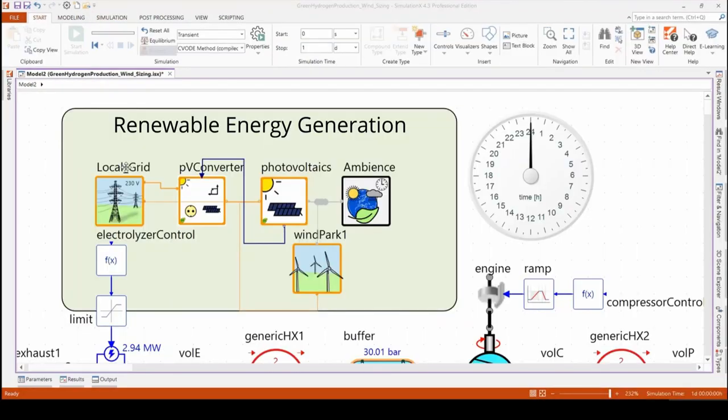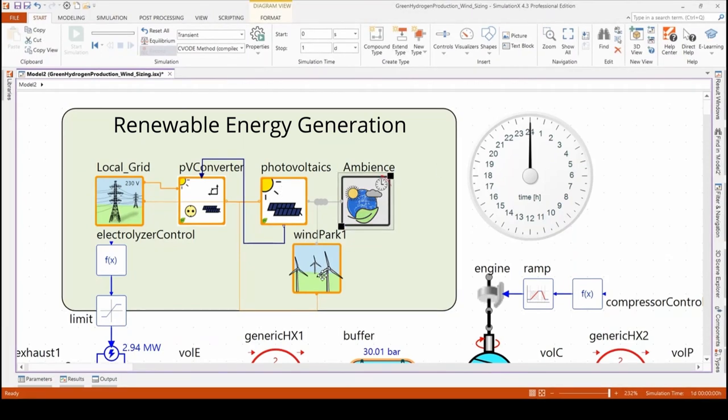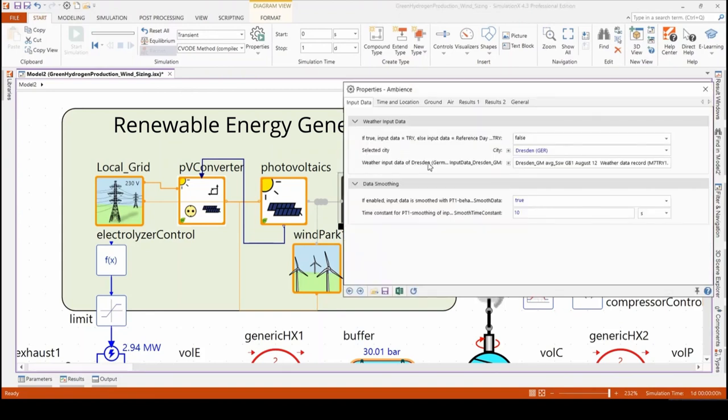The renewable energy sources can be modeled from the elements in the Green City Library. The network shown in this model contains the ambient element, the photovoltaic and the wind park elements that are connected to the local grid through a PV converter. This network simulates the energy generated by renewable energy sources based on the weather conditions during a particular day in a specific region. The ambience element has four major functions within the Green City Library.